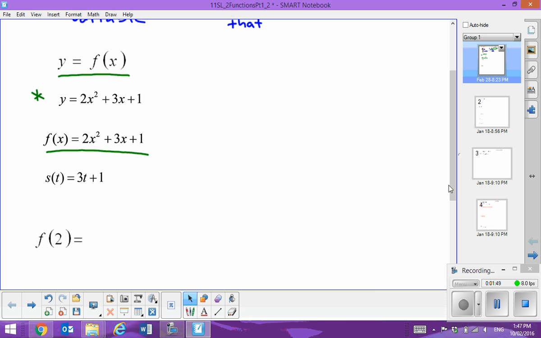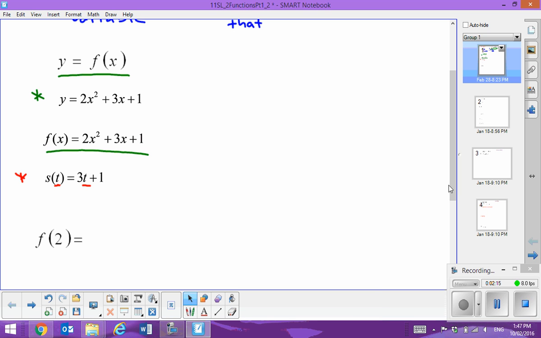You'll also see other types where we've got, in this second example here, s of t equals 3t plus 1. So again, it's a function, even though we're not using the f letter, but the variable in this case is t. So our equation is going to have t values in it, as opposed to x.